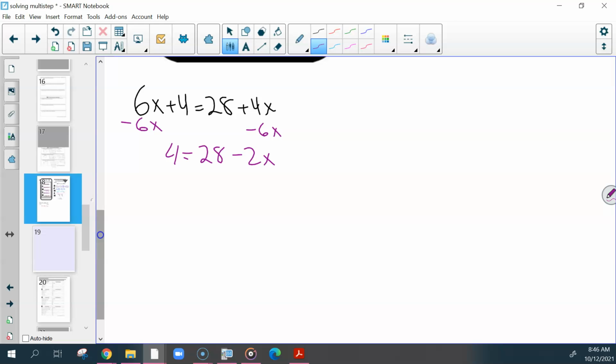So now we have to move 28 to the other side by subtracting. And then still divide both sides, but this time it's by a negative 2. So in this case, even though we picked something different to start solving this, we still got the same answer.